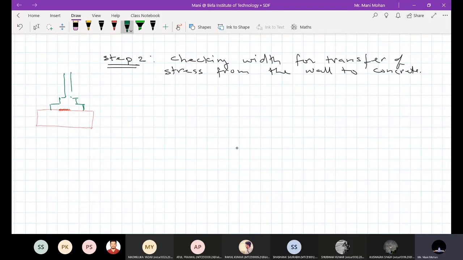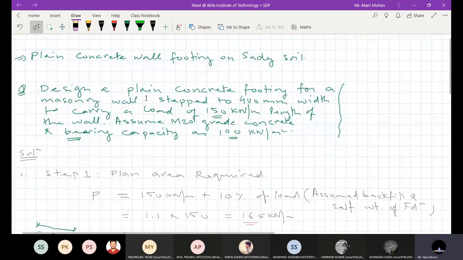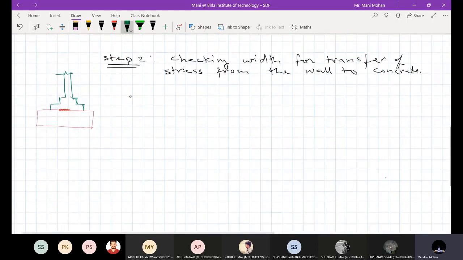This kind of footing you have. So if you read this question, it is written for a masonry wall stepped to 400 mm width. Okay, so basically this width from here to here is 400 mm. So I need to check this width for transfer of stress from the wall to the concrete at this particular interface.